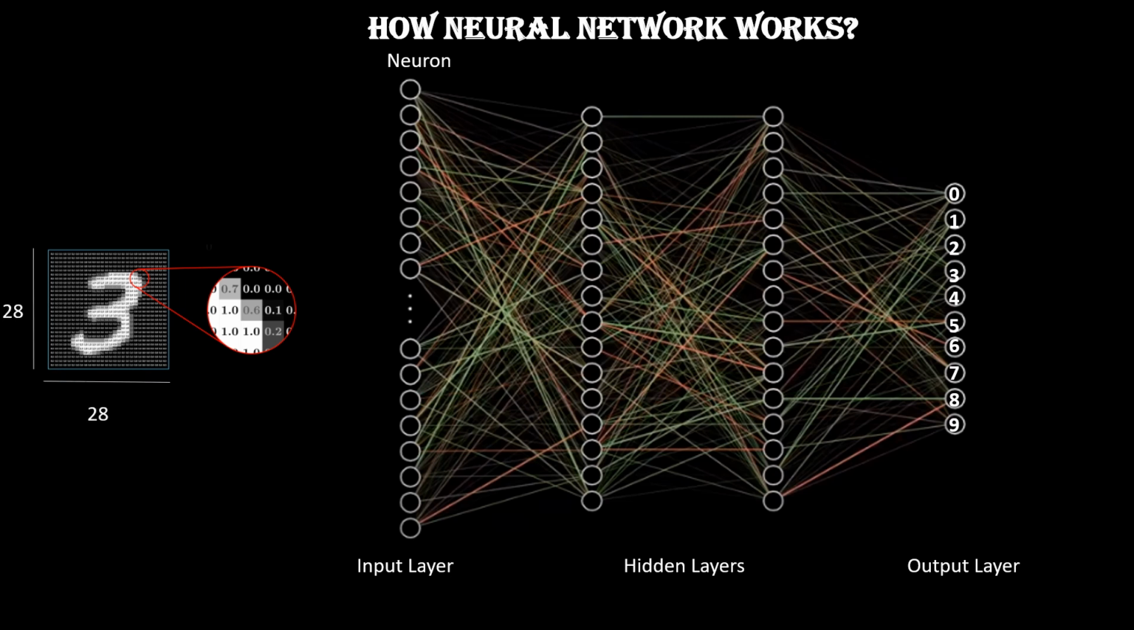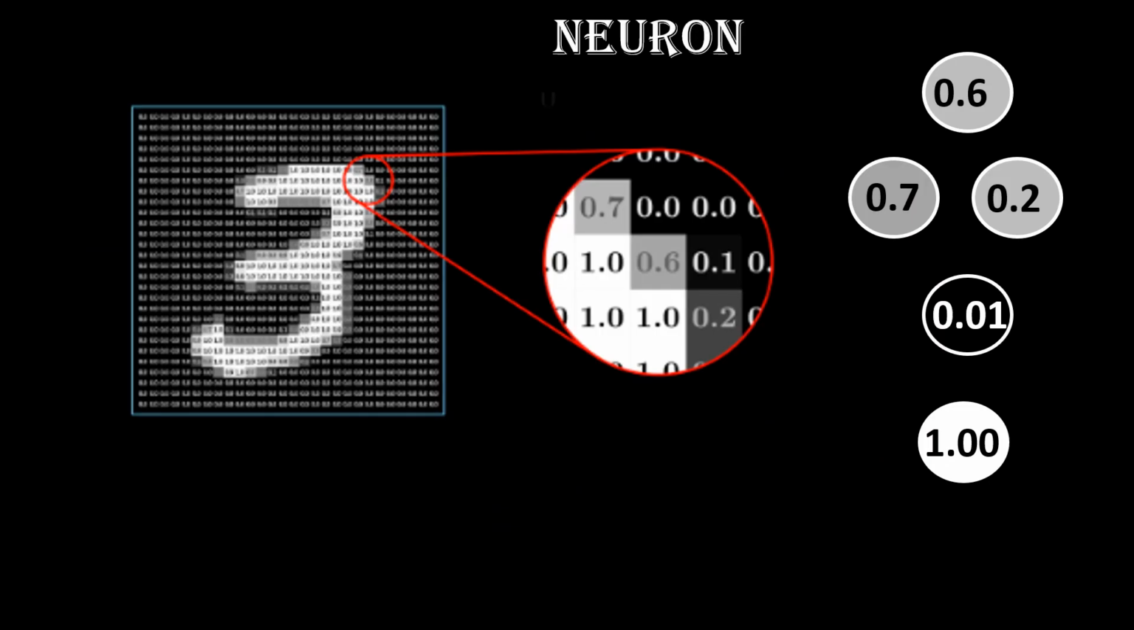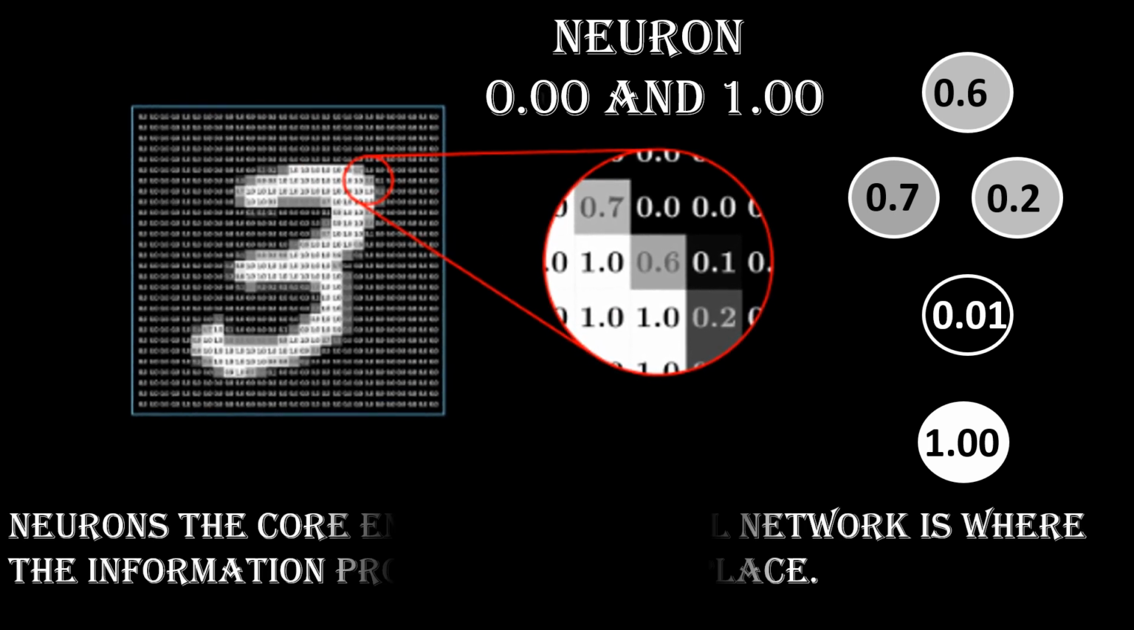Each number is present as an image of 28 times 28 pixels. Now that amounts to a total of 784 pixels. A neuron is a thing that holds a number. Specifically, a number between 0 and 1. You can look at this image of digit 3, where each pixel is zoomed for your reference.